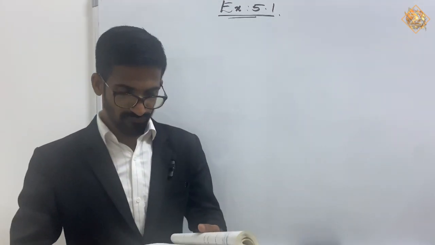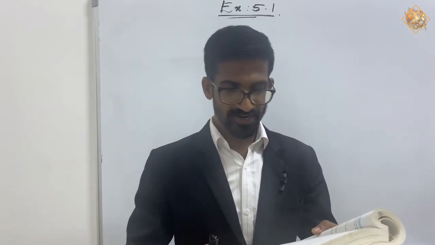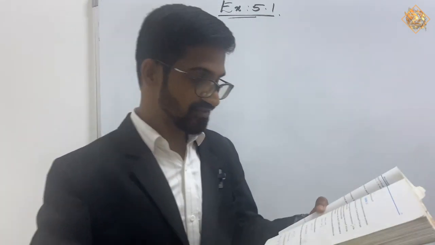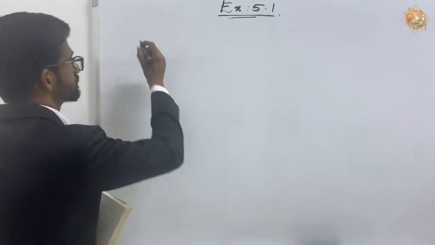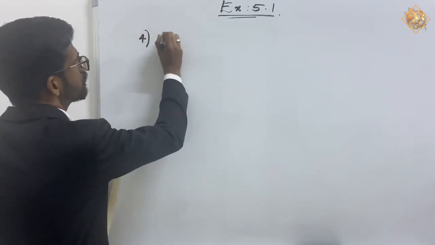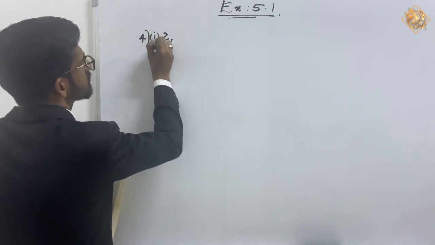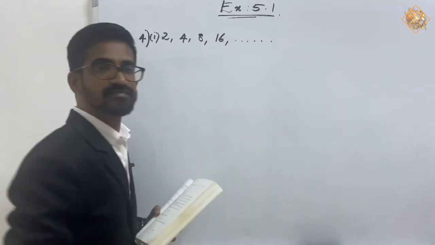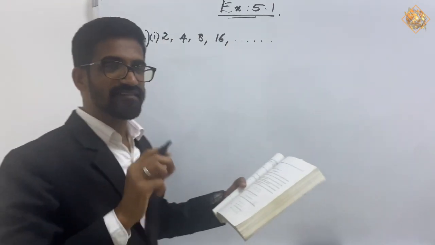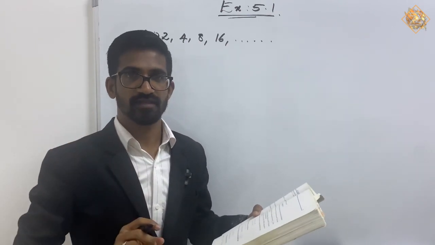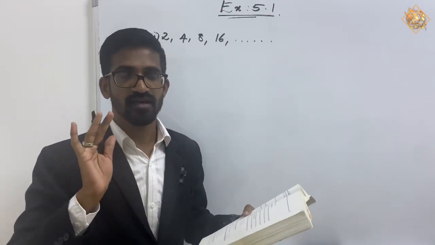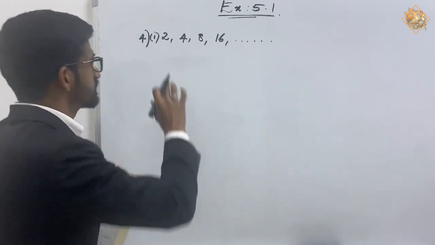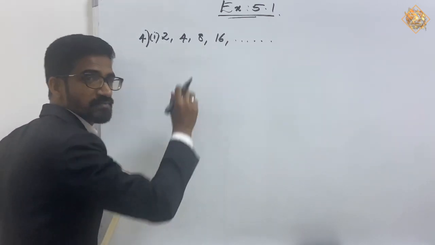Okay, students, please look at question number 4. Which of the following are APs? If they form an AP, find the common difference d and write the next 3 terms of the AP. In the question, a few lists of numbers are given. The first one is 2, 4, 8, 16, etc. We have to check whether this list of numbers forms an AP. If it forms an AP, we have to find the common difference. Then we have to find the next 3 terms of the AP if it is an AP.